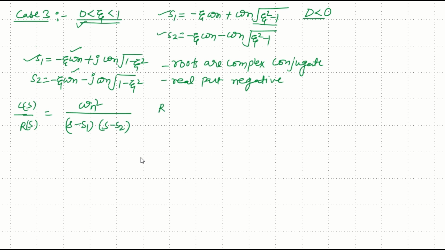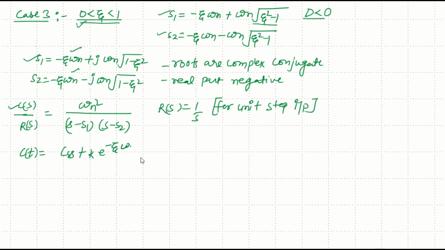Now in this case, when R(s) is 1 by s, which is for the unit step input, we can determine the value of C(s) by cross multiplying this R(s) here, and by putting these values S1 and S2. Now I'm directly writing the value of c(t) after taking the inverse Laplace, and I will derive the expression of c(t) in the next lecture. So c(t) comes out to be c_ss, which is the steady state value, plus some constant k e raised to the power minus zeta omega n t into sine of (omega n square root of 1 minus zeta square t plus theta).